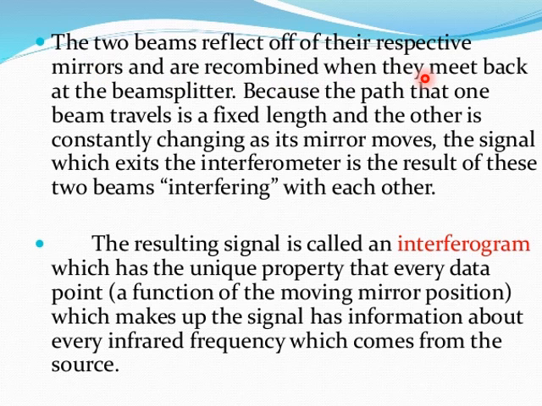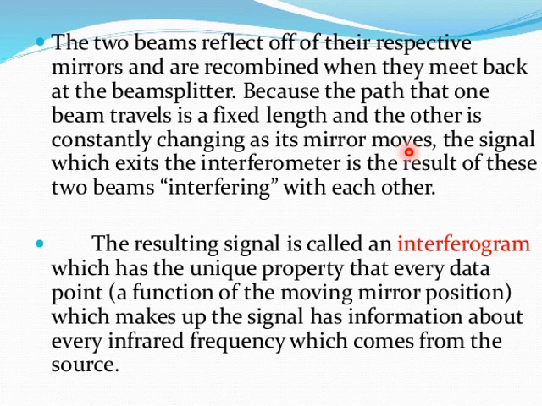beams are recombined. When these beams are recombined, when they come back at the beam splitter, the path that one beam travels is a fixed length and the other is constantly changing as its mirror moves, because one mirror is moving and the other is stationary. So the path length of the beam which falls on the stationary mirror is fixed, but the path length of the beam which falls on the moving mirror is continuously changing.